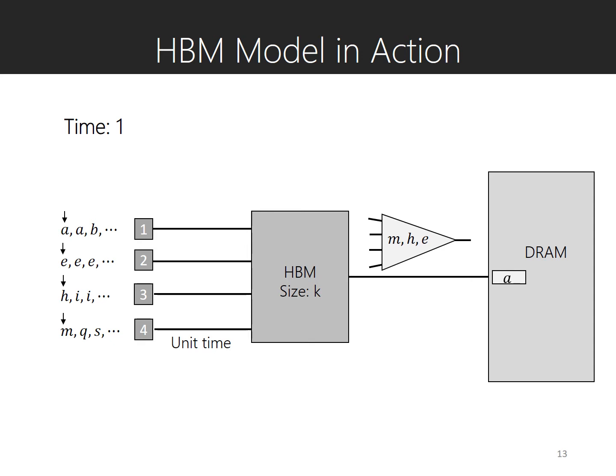At time 1, the channel arbitration policy decides that block A or page A needs to be transferred from DRAM to HBM. So here page A will be transferred from here to here like this in time 1. However, only one block can be transferred from DRAM to HBM, hence all other cores, namely 2, 3 and 4, will be stalled in time 1.